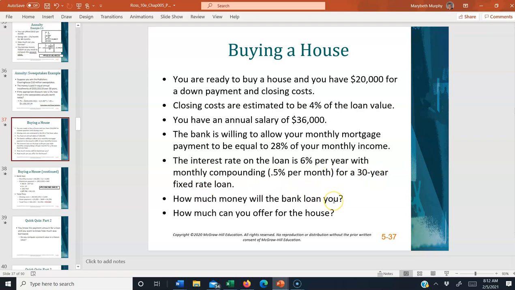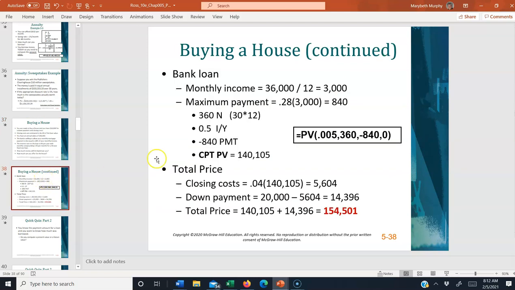How much will the bank loan you? How much can you afford for the house? So there's two questions we need to ask. How much will the bank loan you? How much can you afford for the house? Okay, so the first one, the bank loan.